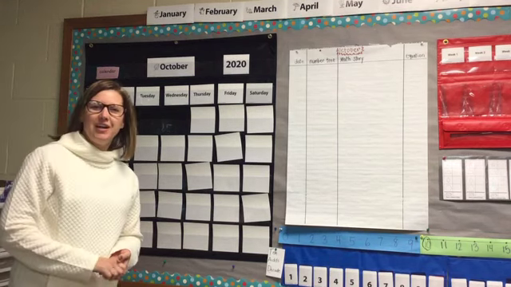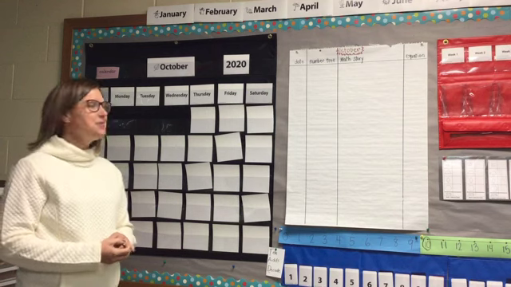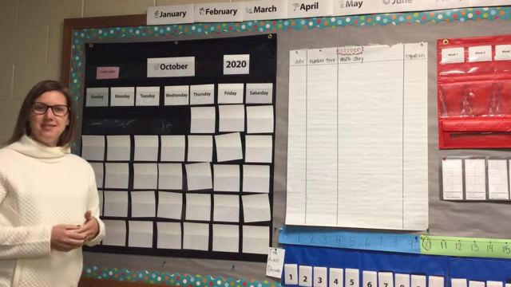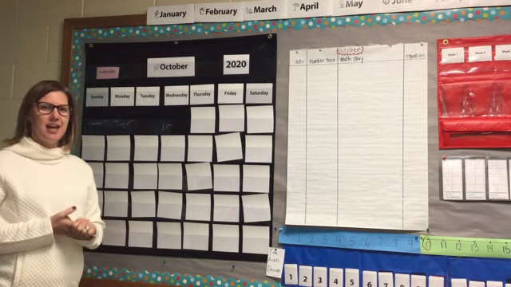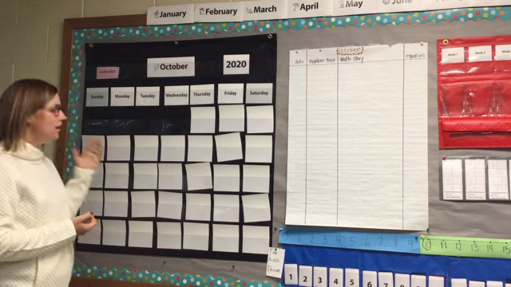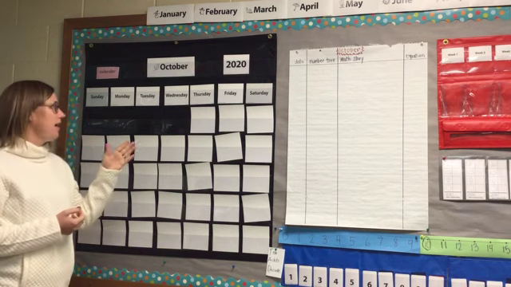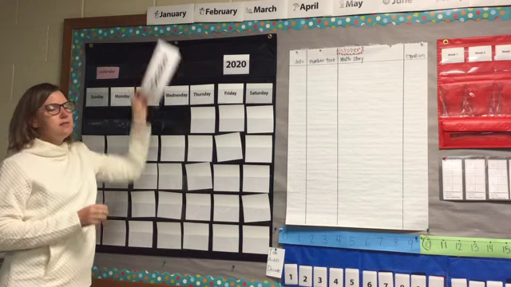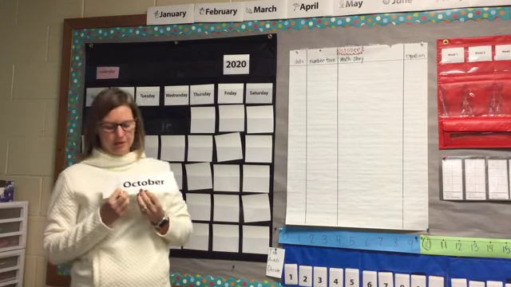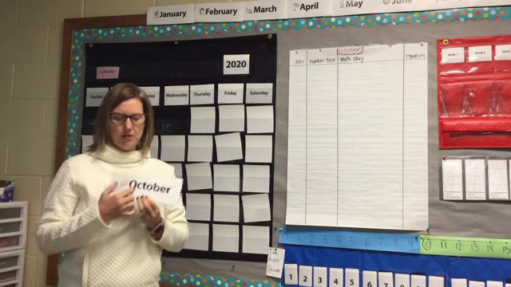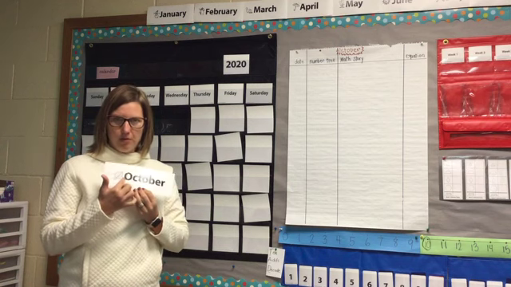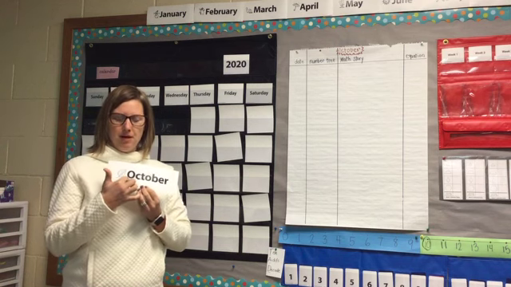Good morning, first grade. It's time for Number Corner. You might notice something different about Number Corner today, and that is because we are in a brand new month. After September is the month of October. October starts with a capital O, and it's a capital O because it's the name of a month.